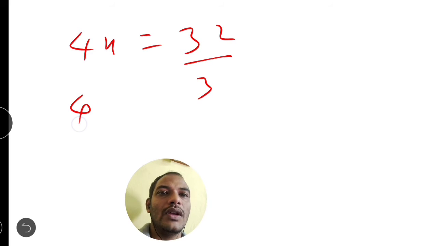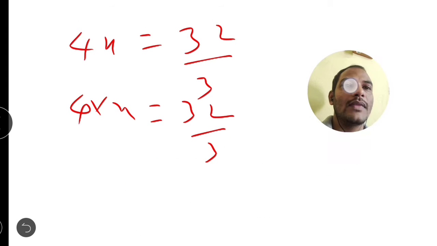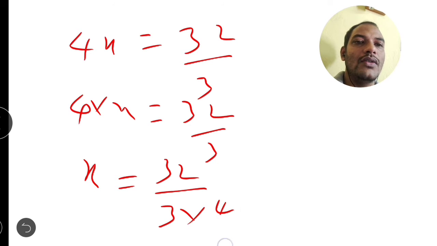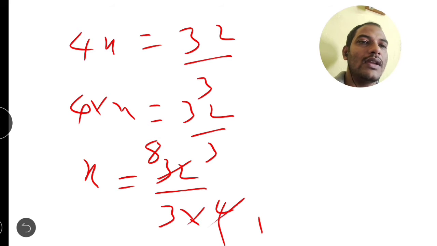So same, 4 into x equals 32 by 3. 4 is multiplying, so transpose to the RHS side. So 3 into 4. Now here we can do cancellation. 4 1s are 4, 4 8s are 32. So it equals 8 by 3.